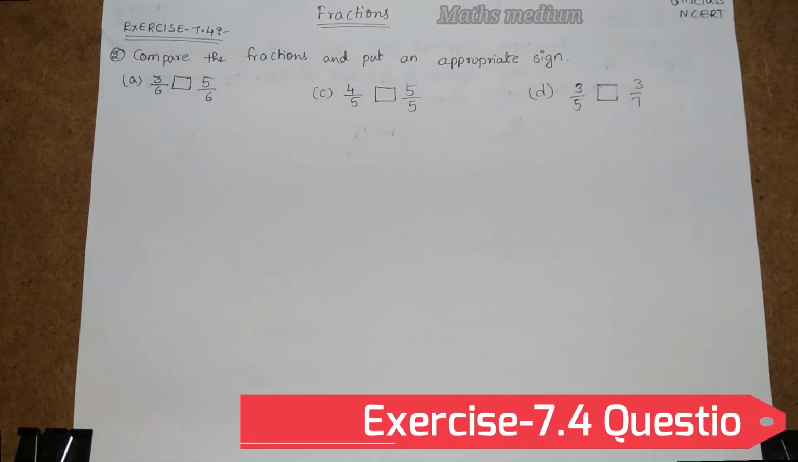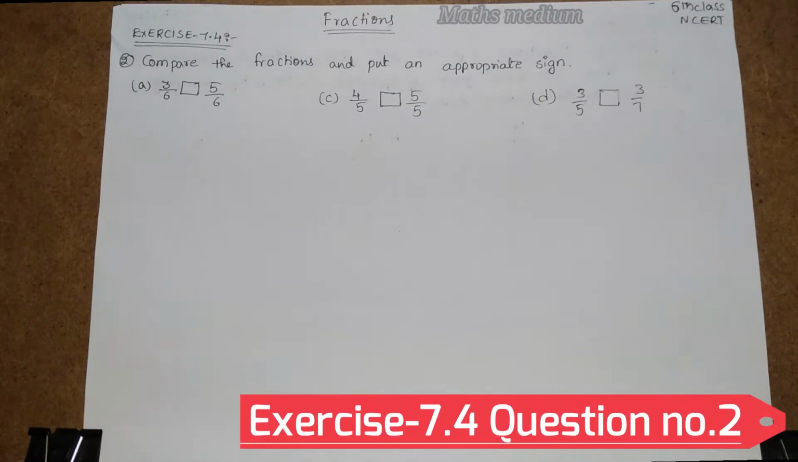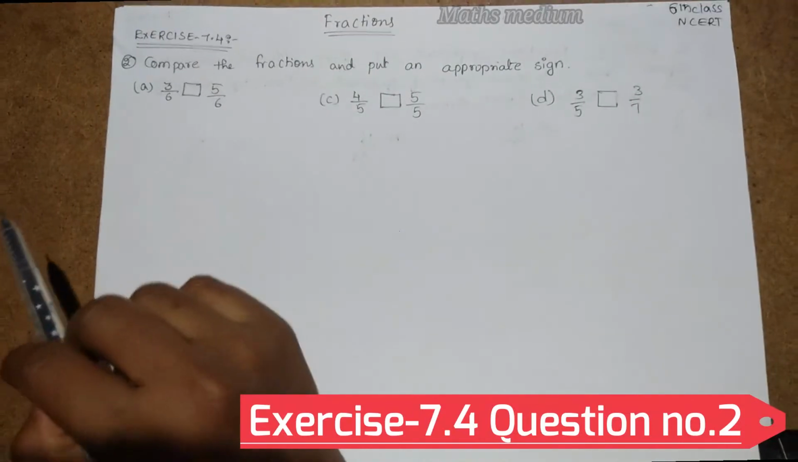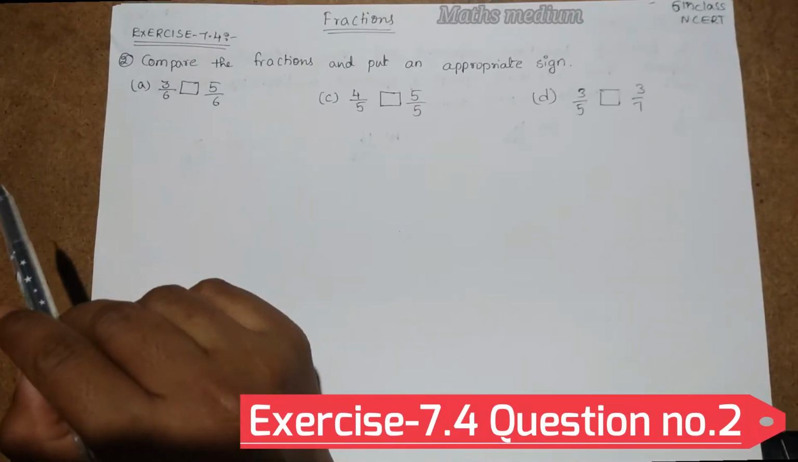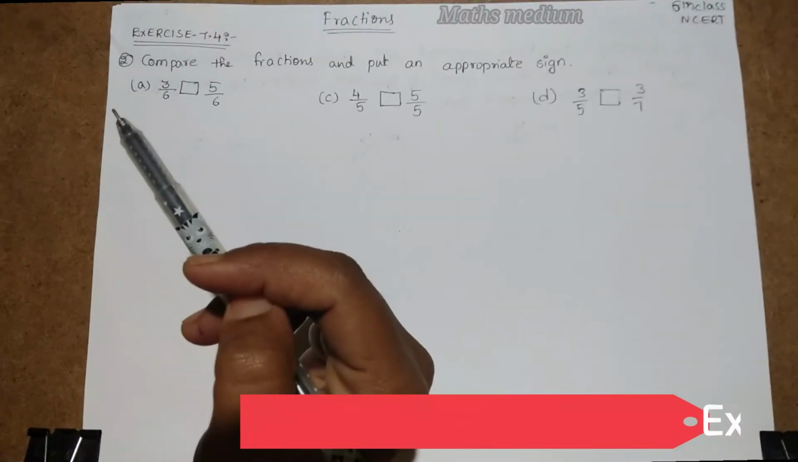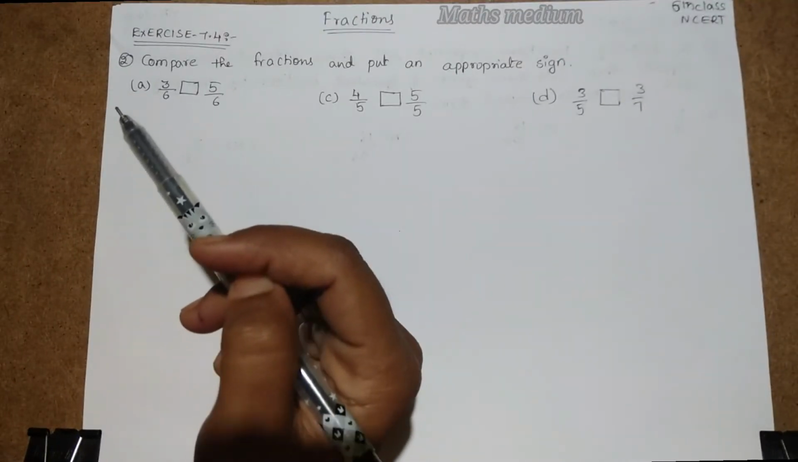Today I came with the exercise 7.4 fractions from 6th class NCERT. Question number 2. Compare the fractions and put an appropriate sign. In previous videos, I already told you about like fractions and unlike fractions, their definitions and examples also.